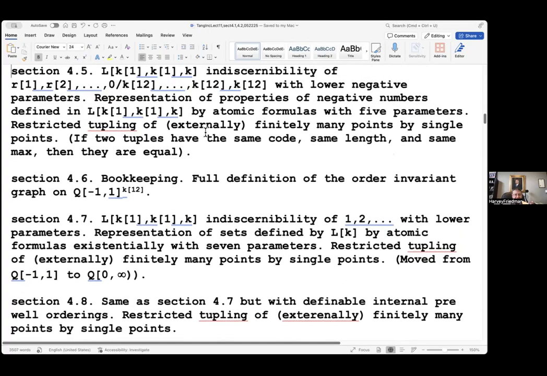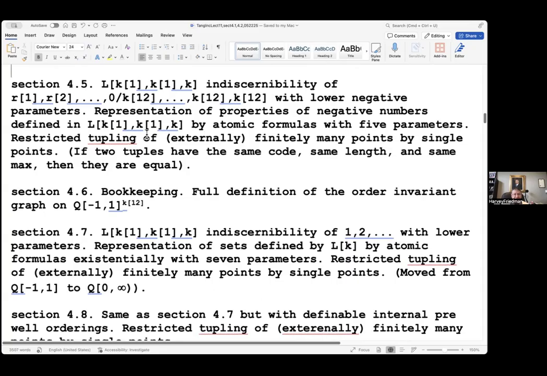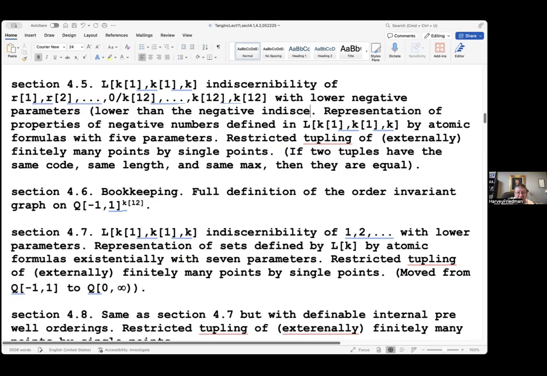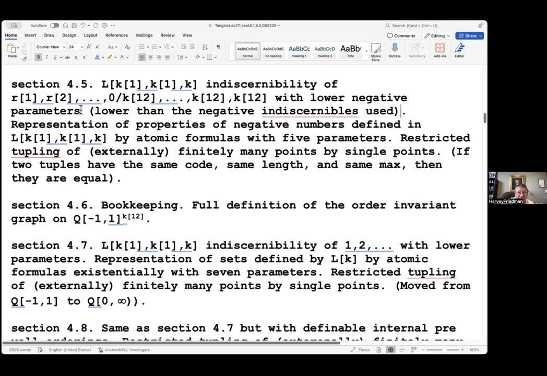That important move was in here. With lower negative parameters, yeah, but lower negative parameters, lower than the negative indiscernibles used. Yeah, that's an important point. See, these indiscernibles are really the strong, good kind, not these weaker kinds that we've been talking about when we just had positive indiscernibles. So this is lower than the negative indiscernibles used. This is important.